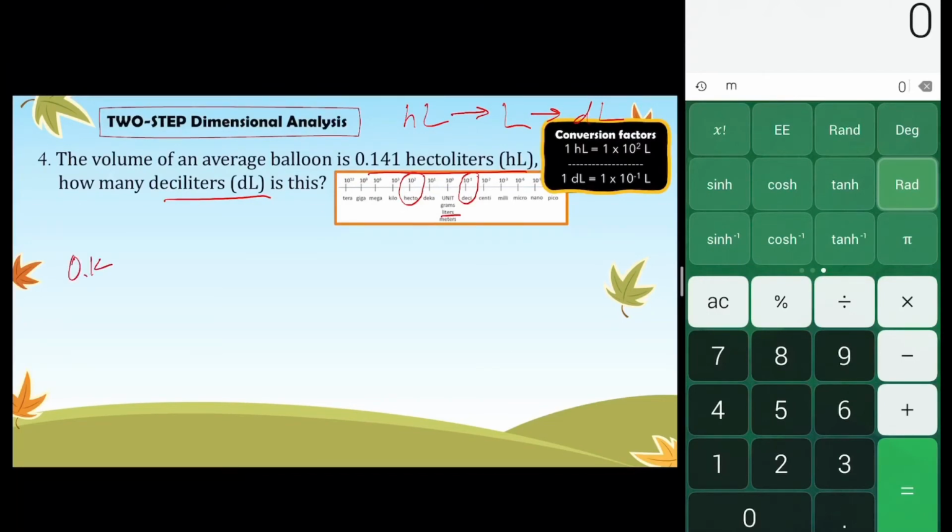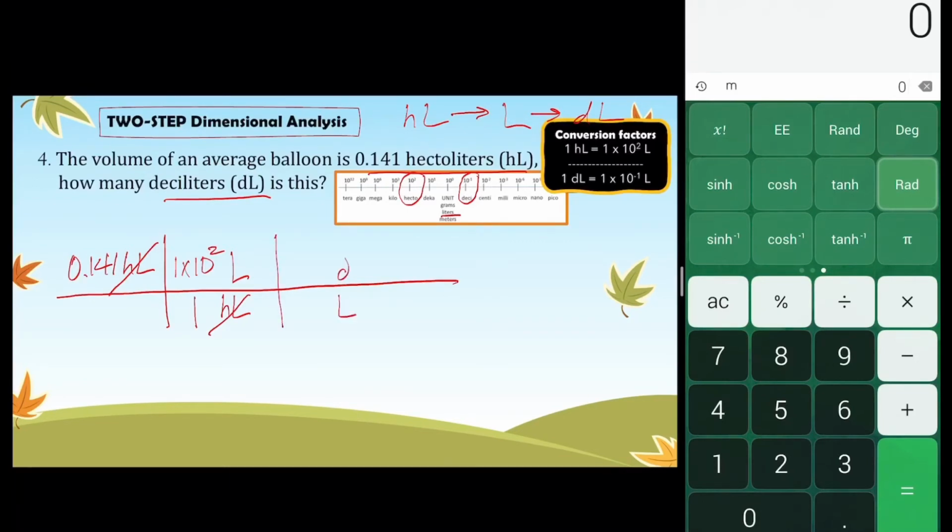And we're going to begin by writing in our given value, 0.141 hectoliters, and set up our dimensional analysis table. So we want to get rid of hectoliters, so to cancel that out, that goes in the denominator of our conversion factor. And then up at the top, we're going to convert to liters. And now you simply plug in your numbers. So we're going to stick with prefix gets the 1. So 1 hectoliter equals 1 times 10 to the power of 2 liters. Cancel out hectoliters, and we can move on to convert liters to deciliters. So liters are at the bottom, so we can cancel them. And it's 1 deciliter equals 1 times 10 to the power of negative 1 liters.